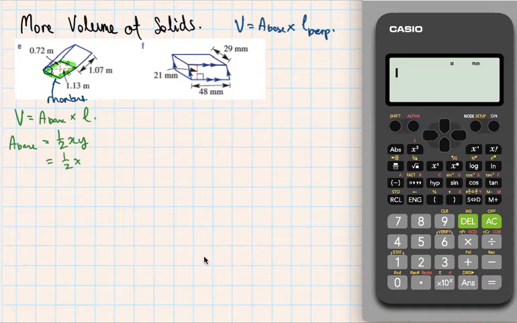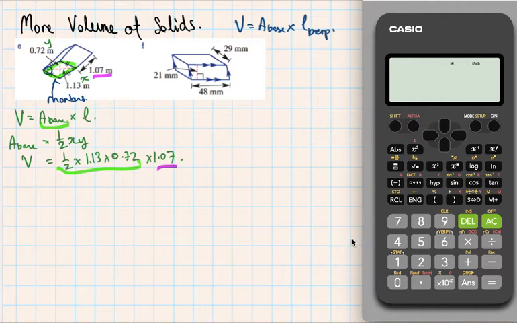Half times by x, right? And we're just going to put this into the rule now. Half times by x, and we can call this x and this y, 1.13 times by 0.72. So this part here is the area of the base. Now how long is that extended for? Well, we can see it's extended for 1.07 meters. Now we've got our equation.